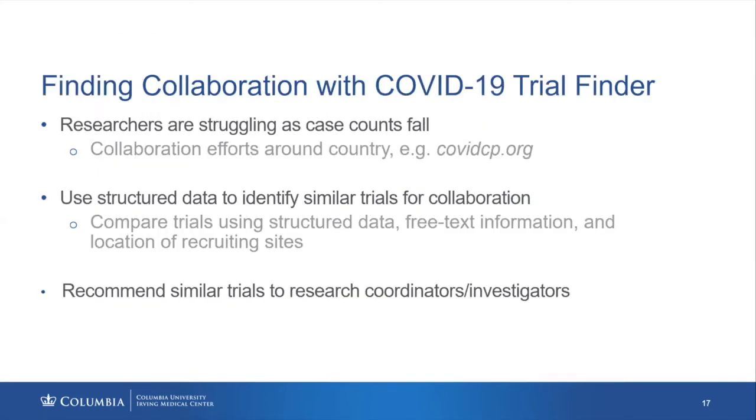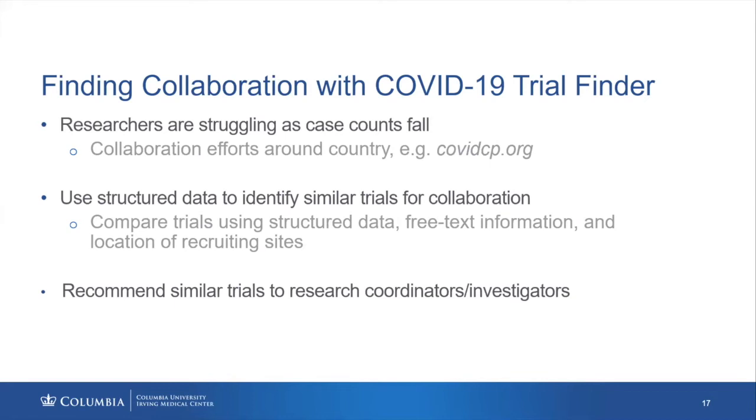Another large area we're getting into now is finding opportunities for collaboration. Researchers, as a number of journals have pointed out, are struggling as case counts fall. A falling COVID case count is excellent news, but clearly with so many trials opening and so many looking for patients, it can cause a lot of troubles. There have been some efforts hoping to foster this kind of collaboration, whether it's sharing data or merging studies. One example out of Johns Hopkins is covidcp.org.